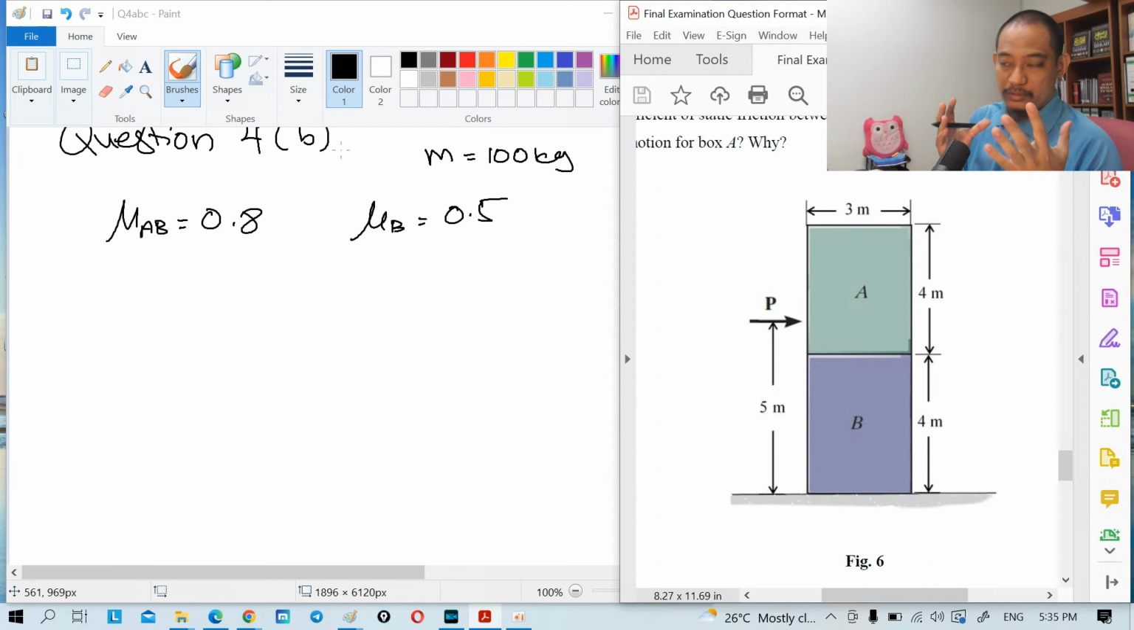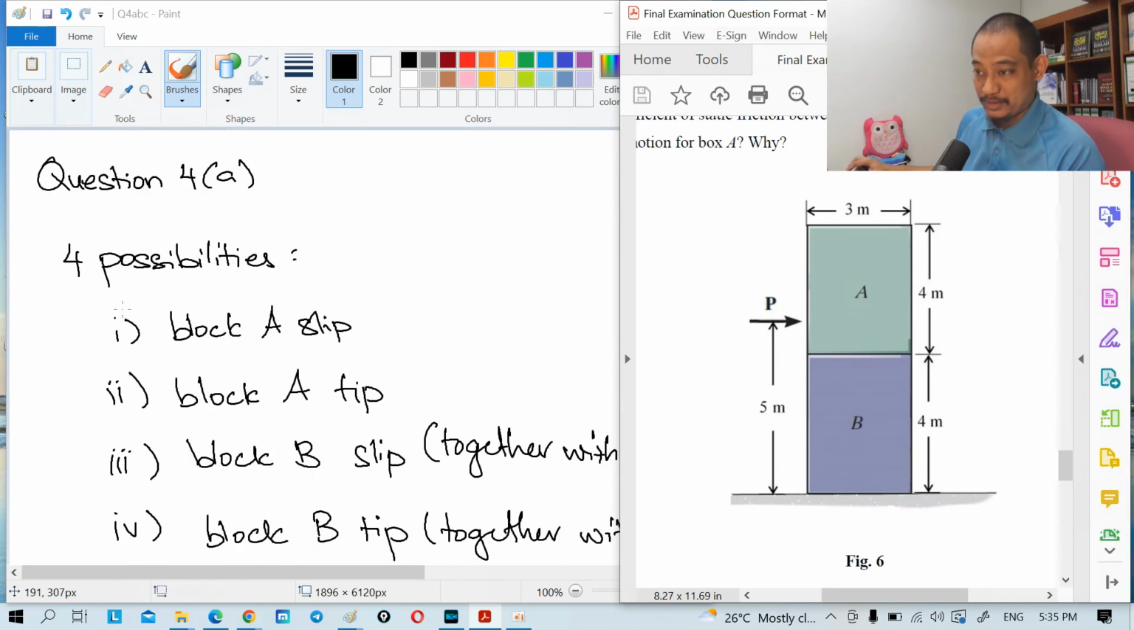If you have learned tipping and slipping, either you assume and then analyze whether the assumption is correct or not. For example, assume this, then you calculate and check whether the assumption is correct. That's one way. But when you have multiple options like this, one way is to just calculate the force to cause each one. The smallest one will be the one that triggers the motion first, right? So we'll consider the four possibilities here.